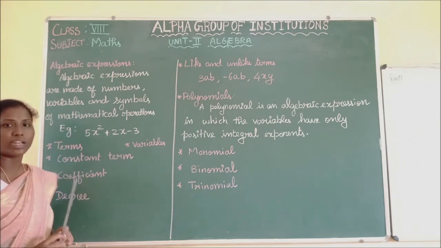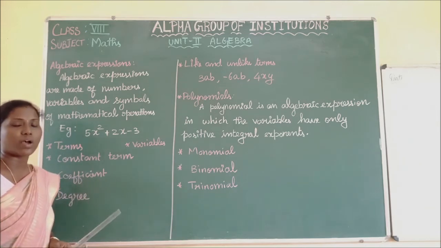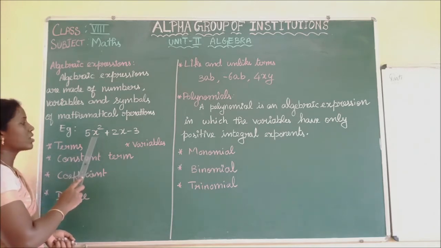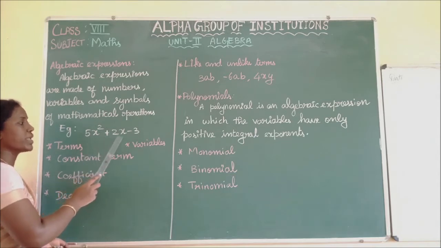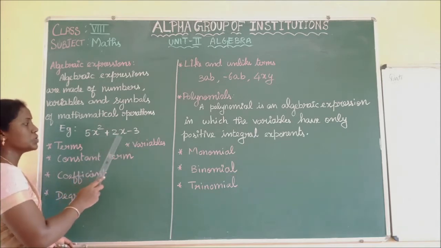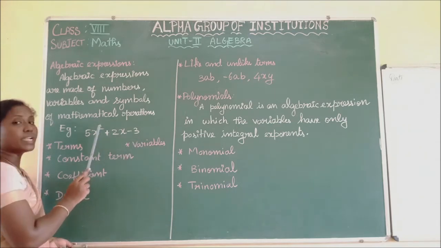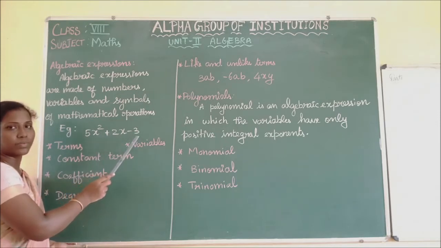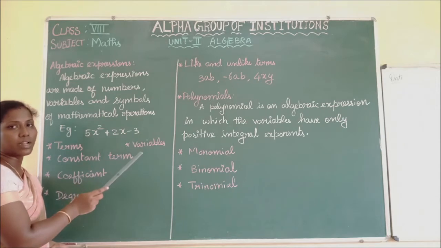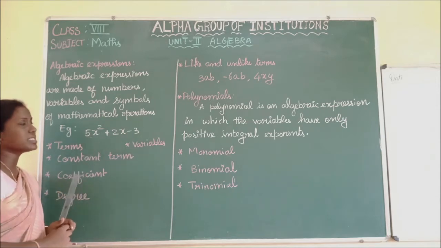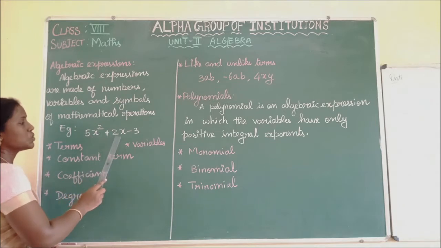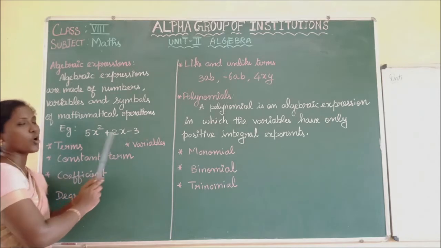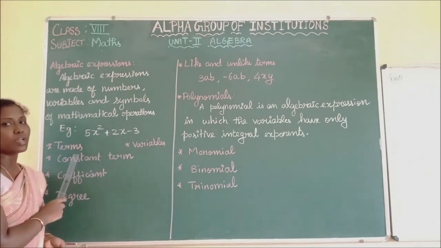Next, we are going to see about the term. What are the things we have to identify from the algebraic expression? Terms. Terms are nothing but the countable parts. As you see here, 5x square plus 2x minus 3. How many terms are there? 1, 2, 3. The algebraic terms are separated by the mathematical operations. Each one is called a term. 5x square, one term, and 2x, second term, minus 3. 3 terms are there. They are called the terms of the algebraic expression.